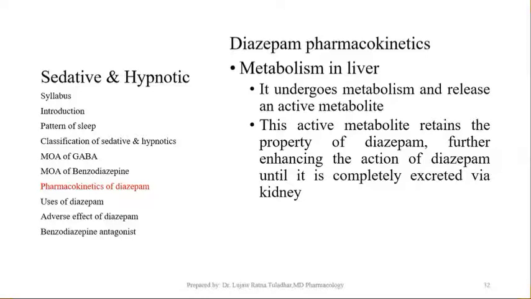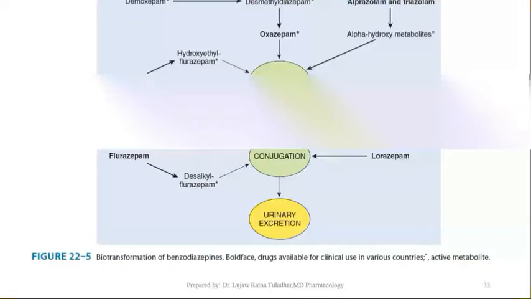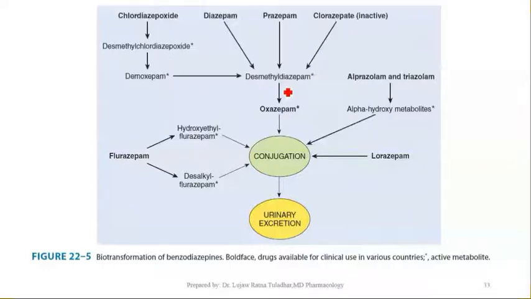Now, we have categorized diazepam under long-acting benzodiazepines. Why? Because if you see this diazepam over here, once it enters the liver, it will form a metabolite known as desmethyldiazepam. It will form a metabolite known as oxazepam that will later undergo conjugation and be excreted. But these metabolites, desmethyldiazepam and oxazepam, have a longer half-life.